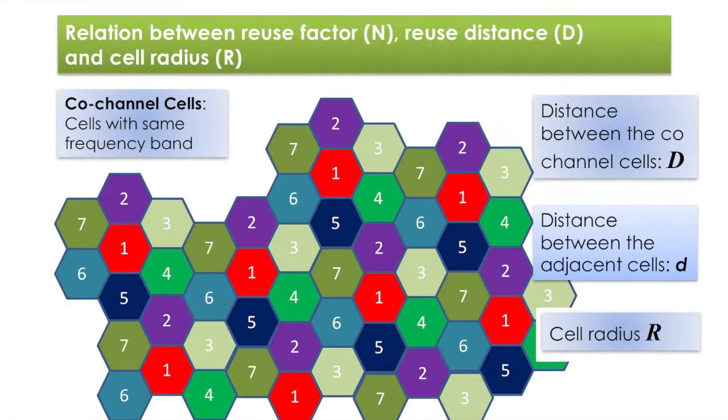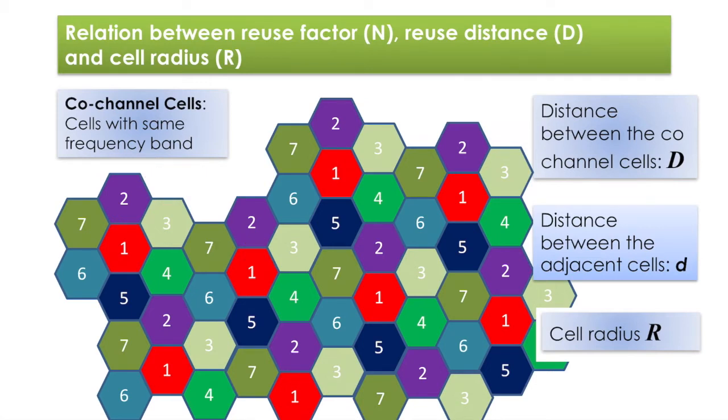So let us begin our discussion with a few definitions. Let us first define co-channel cells. Co-channel cells are the cells with the same frequency band. In this example, we can see this particular cell, that is cell 1, and this particular cell 1 are using the same band of frequency. Similarly, this cell and this cell, that is cell number 2, are using the same band of frequency. That is why these cells are known as co-channel cells.